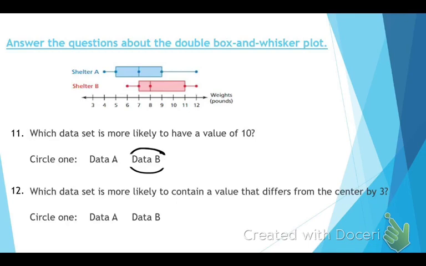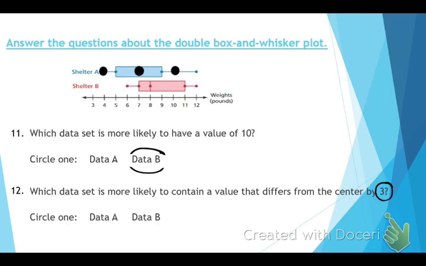So let's see which one we should have gotten. Which data set is more likely to contain a value that differs from the center? Once again, it's different from the center by how many? 3. By 3. So what is the center for data set A? 7. That's the center. If I were to say it differs by 3 more, what is 3 more than 7? 10. Notice that's on the whisker. It's not in the box. And I don't want it to be on the whisker. I want it to be in the box. What about 3 less than 7? What would that be? 4. Is that in the box? No, so I know it's not going to be data set A.